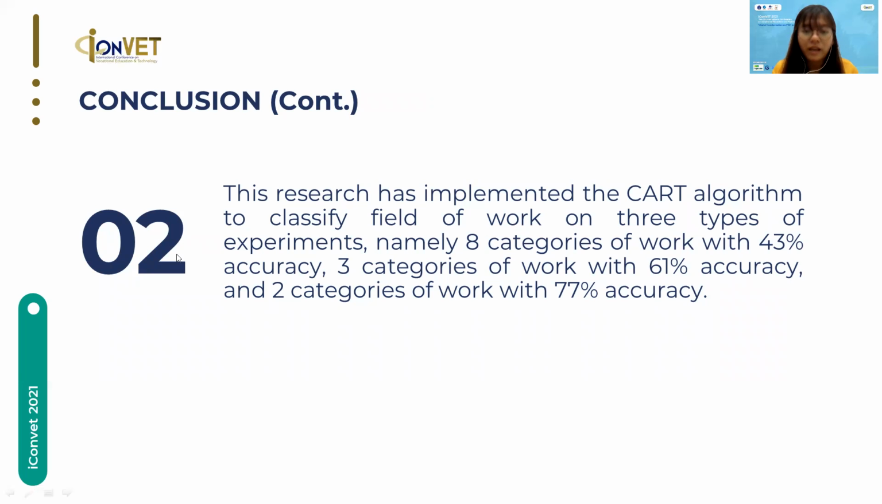2. This research has implemented the CART algorithm to classify field of work on 3 types of experiments, namely 8 categories of work with 43% accuracy, 3 categories of work with 61% accuracy, and 2 categories of work with 77% accuracy.